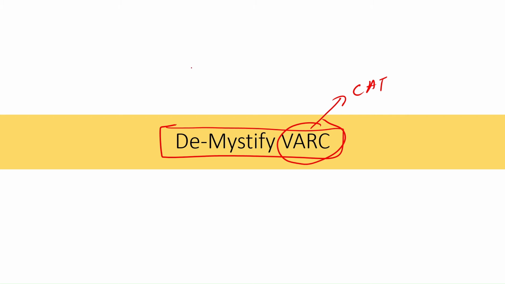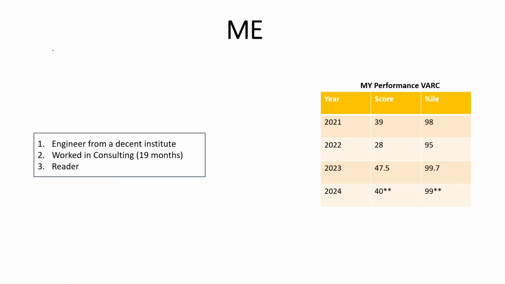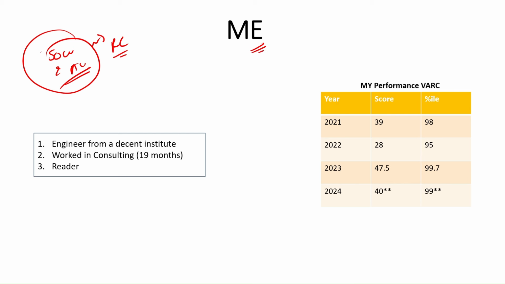So this is lecture number 4, and in this lecture we are going to talk about sociology and anthropology a little bit, because CAT and other exams often focus on these areas and make their reading comprehension passages from them. So this is some basic gist about me, and you can see my VARC performance on the screen. But I'll first discuss what we'll be talking about today, and then I'll move forward.